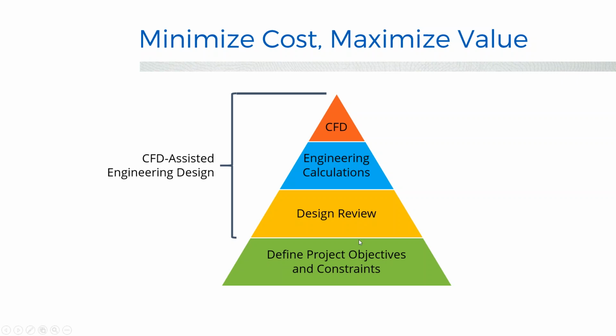So as you move up this pyramid from design review to CFD, the level of analysis you'll be performing becomes increasingly complex, and as a result, it will also be more expensive. If you cut out the design review and engineering calculation portions of this pyramid, the gap between defining your project objectives and CFD becomes filled with more CFD simulations, which is why the CFD portion can then expand into a very expensive portion of the project.